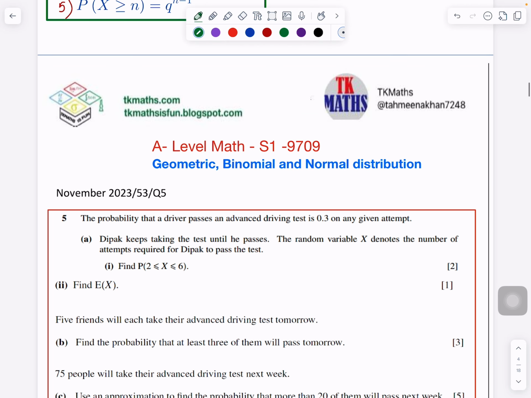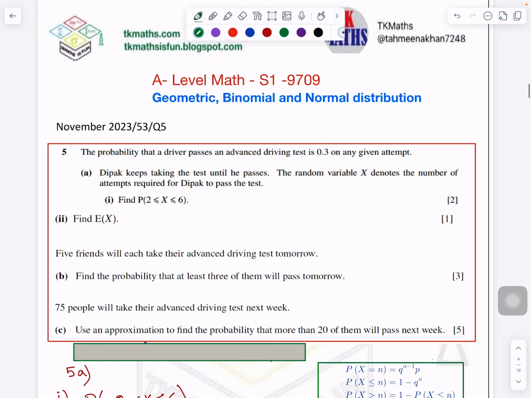So let's see the question here. This question is from November 2023, variant 4.3. The question will not tell you which distribution you have to apply, so you have to understand yourself. The major difference between binomial distribution and geometric distribution is that binomial distribution has a fixed number of trials, and in geometric distribution you keep trying until you get the success, right? Probability of success. So let's read the question.